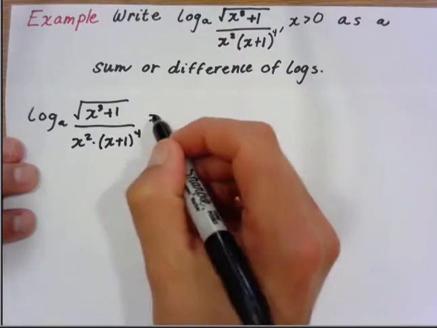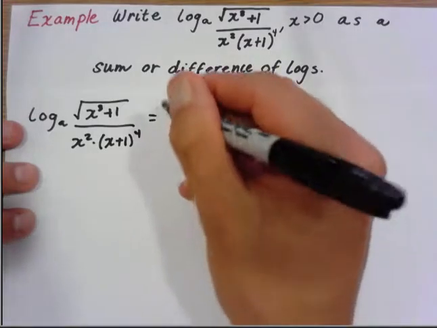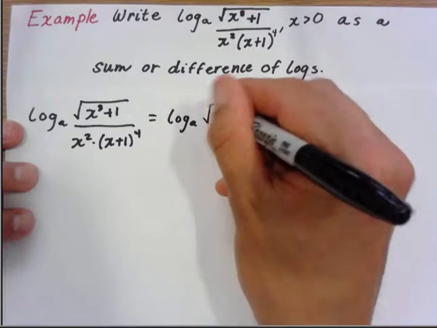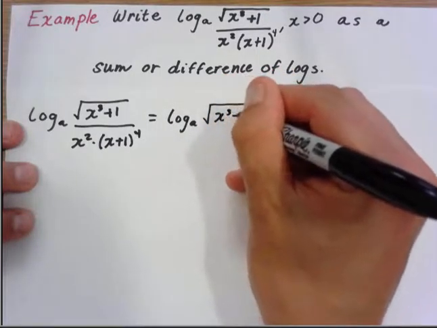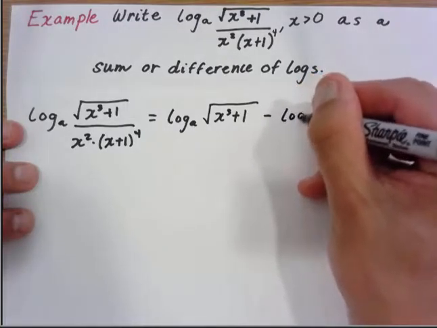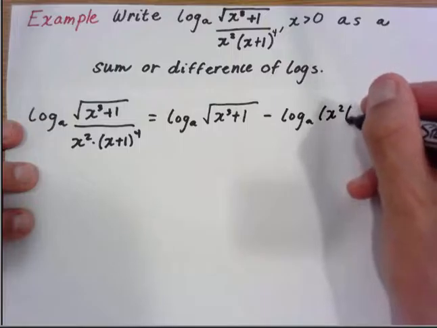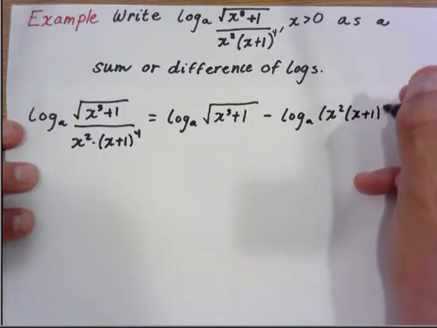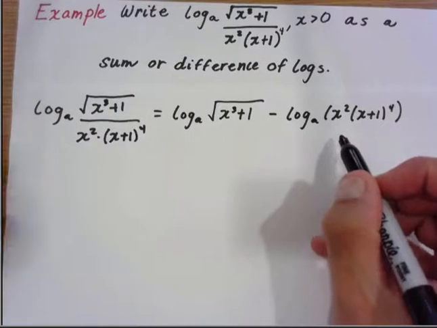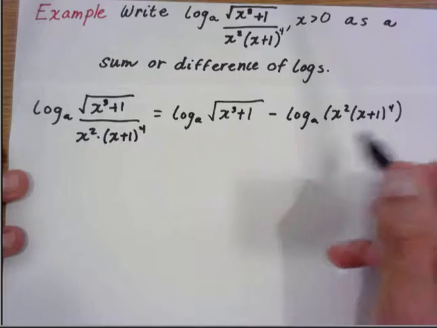Now we have division here, so we're going to use the quotient rule. I'm going to take the logarithm of the numerator, which is the square root of x cubed plus 1, and subtract off the denominator, log base a of the quantity x squared times x plus 1 to the fourth. That's the quotient rule, and we've got that so far. We can put parentheses or brackets.